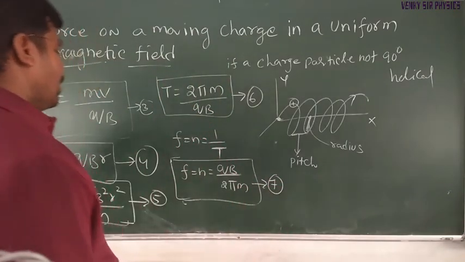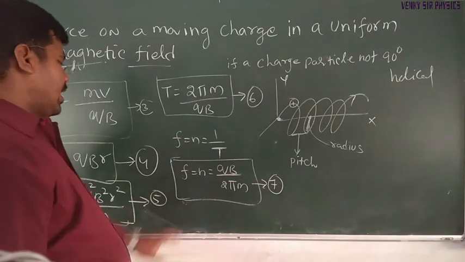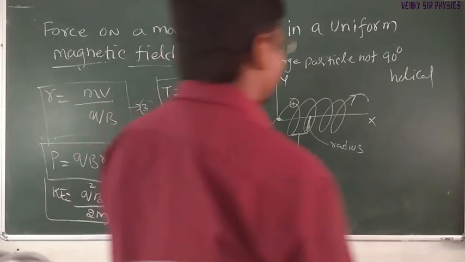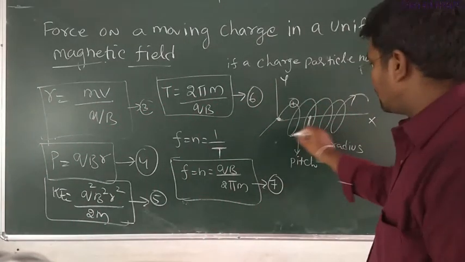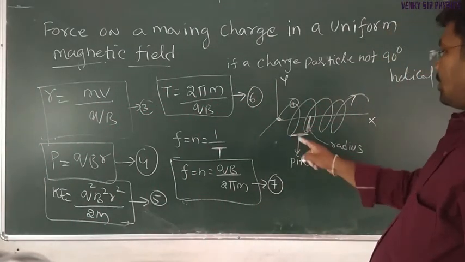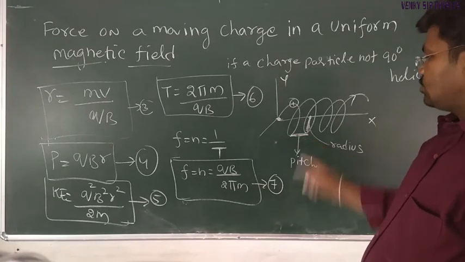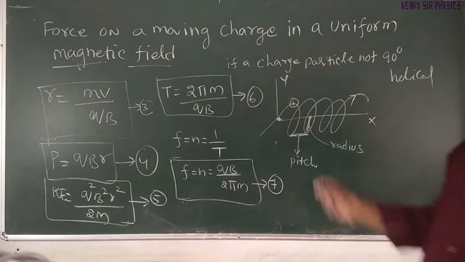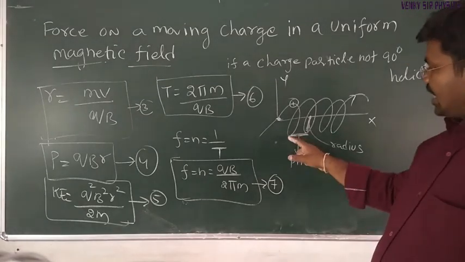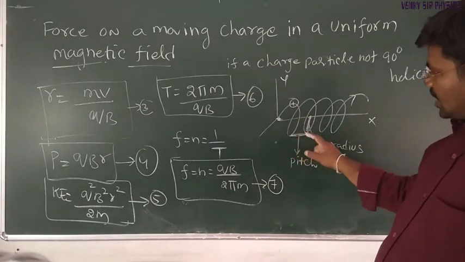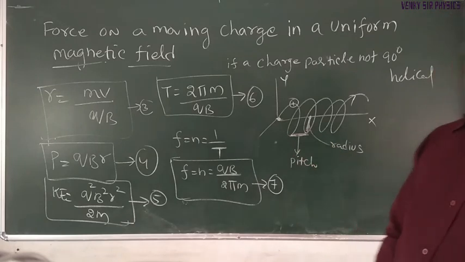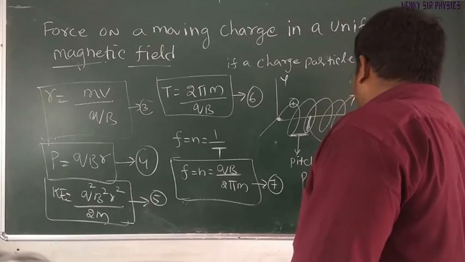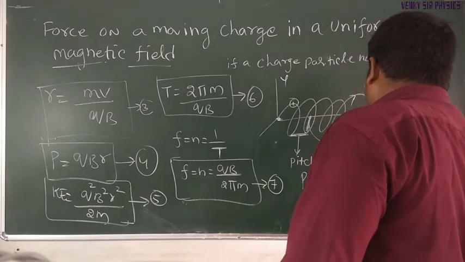Then we have to find the angular velocity. Before that, we have to find the pitch. How can we find this pitch? Pitch is a distance between two circles. So the distance between the first circle to the second circle, we can say is the pitch. P is equal to pitch. Pitch is equal to parallel velocity into time period.